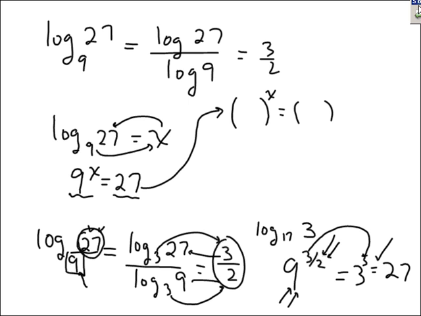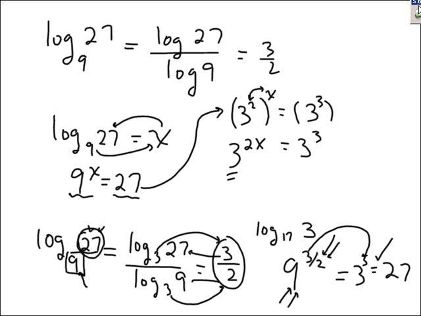Well, 9 is 3 squared. And 27 is 3 cubed. The right-hand side is simply 3 cubed. The left-hand side, you multiply the 2 and the x, and that becomes the power of 3. 3 to the 2x.